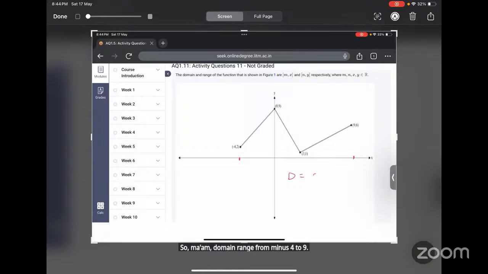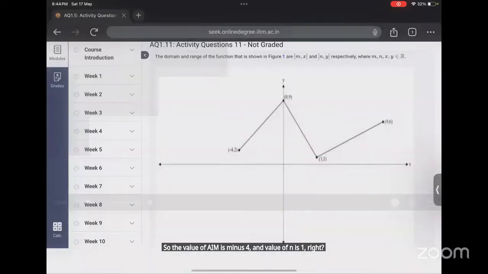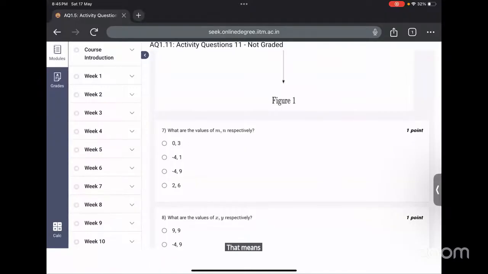Correct. So m is equals to -4, right? And x is equals to 9, right? Yes, ma'am. And what is the range? Range is from 1 to 9. So n is equals to 1, and y is equals to 9. So the value of m is -4 and the value of n is 1, right? Yes, ma'am. That means -4 and 1, the second option.